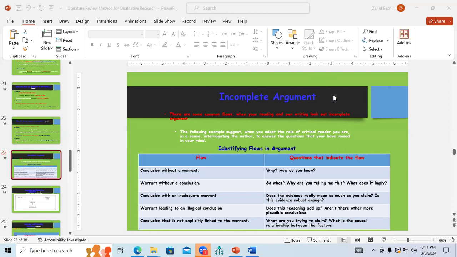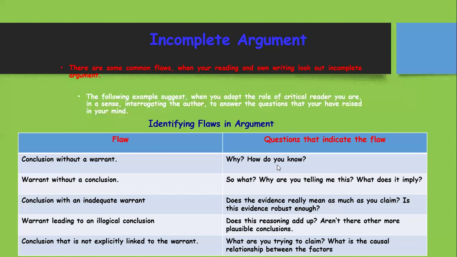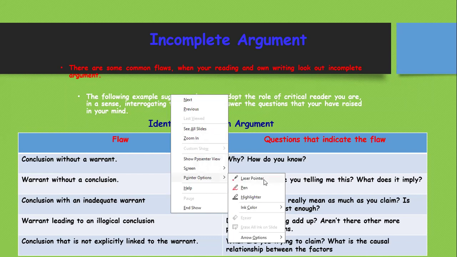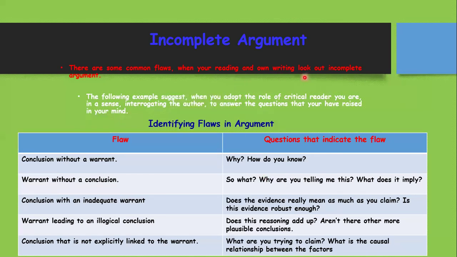Today I would like to discuss what are incomplete arguments and how to proceed with them in a literature review. There are some common flaws that you need to check when you are reading or writing. Look out for incomplete arguments. The following examples suggest that when you adopt the role of critical reader, you are, in a sense, interrogating the author to answer the questions that you have raised in your mind.